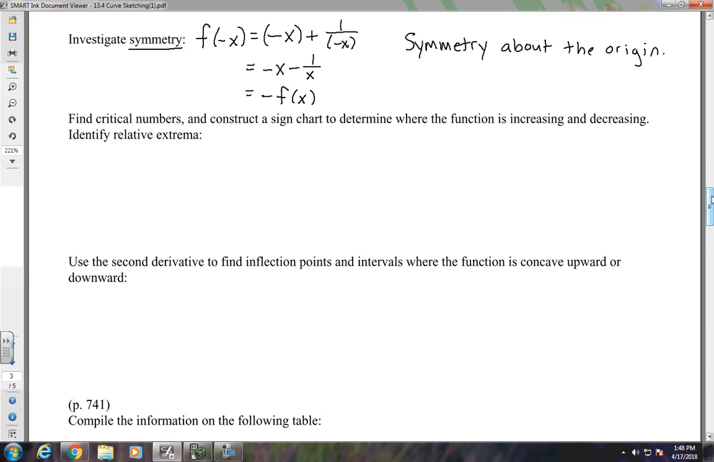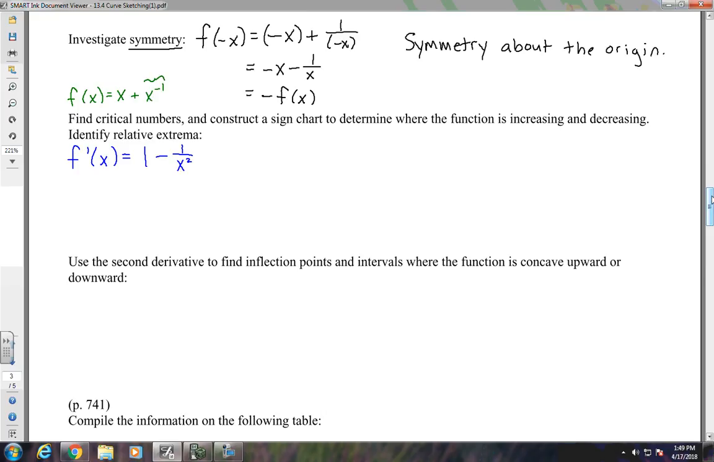Next, we're ready for a little bit of calculus. It says find the critical numbers and construct a sign chart to determine where the function is increasing and decreasing. Identify relative extrema. So to find a critical number, I need the first derivative. Now remember, the function was x plus 1 over x. The derivative of x is 1, and the derivative of 1 over x is negative 1 over x squared. Now, in case I lost you there, remember, you can think of 1 over x as x to the negative 1 power.